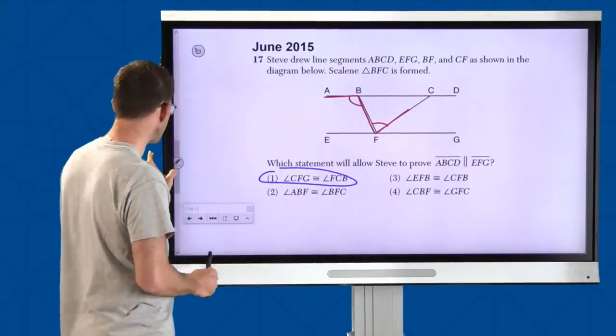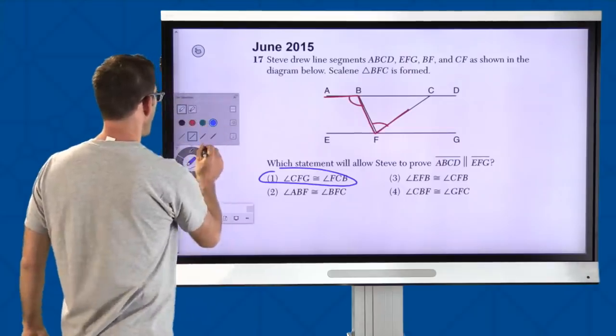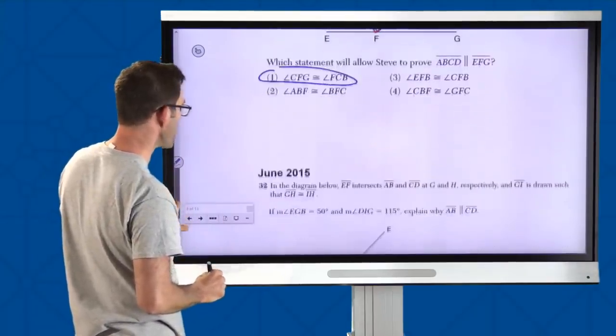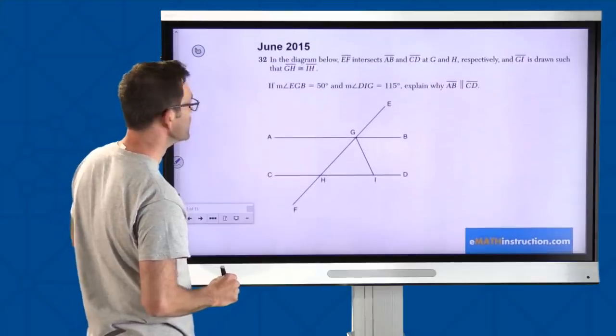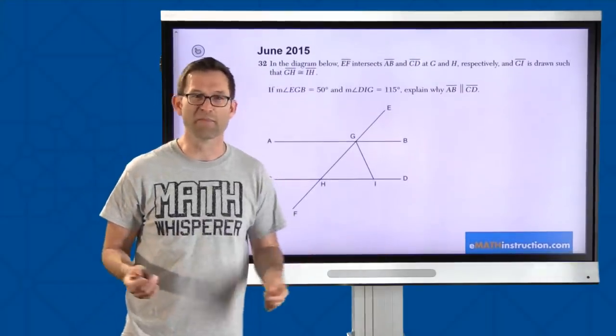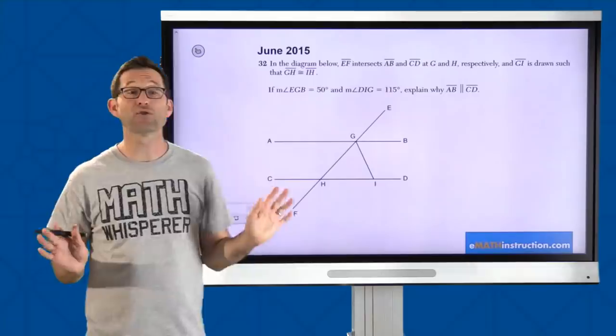We could go through the other 2 incorrect choices, but we've got a long way to go tonight and many problems to do. Proofs, constructions, measurement, similarity, dilation, so much to do.